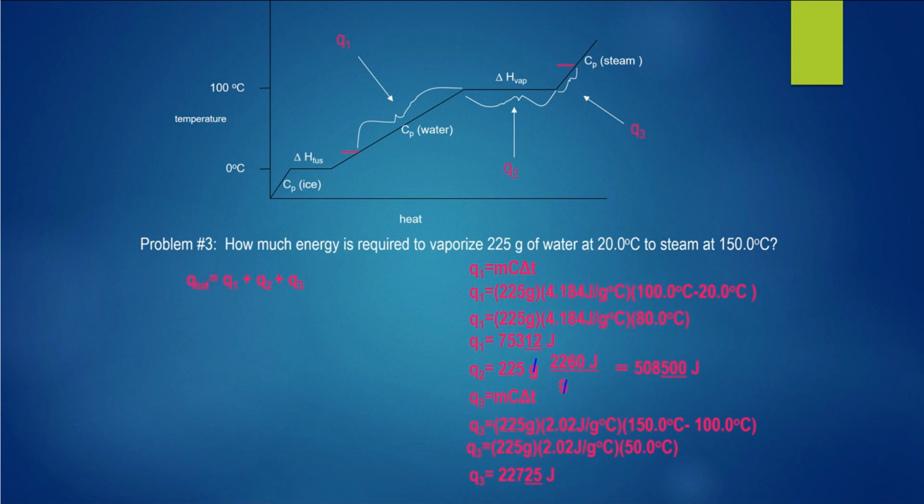So we now have our 3 values of energy. We'll need to add them together to come up with a total amount. Check for significant digits. Round to 607,000 joules of energy.